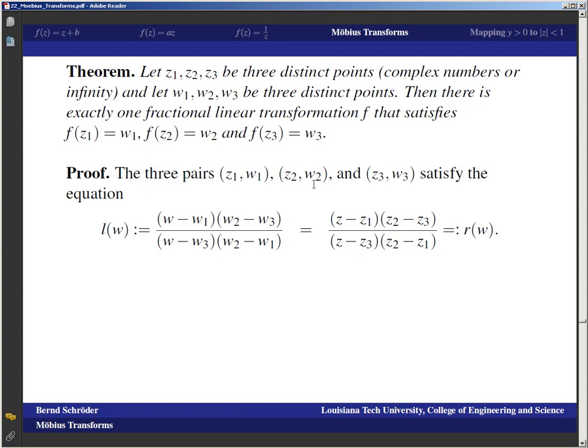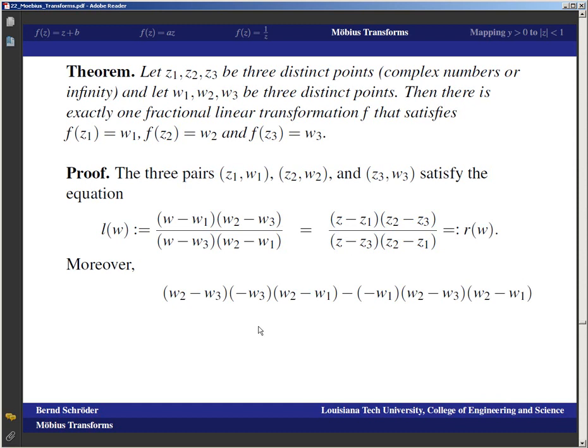And if we plug in the second one, I get (w2 minus w1) times (w2 minus w3), which is the same as (w2 minus w1) over (w2 minus w3), divided by itself. So I get 1 on the left. And if I plug the number z2 in here, I get (z2 minus z1) times (z2 minus z3), divided by (z2 minus z1)(z2 minus z3), which is 1 here also. So these 3 points satisfy that equation. Now let's let the left-hand side be L of w. Let's let the right-hand side be R of z.